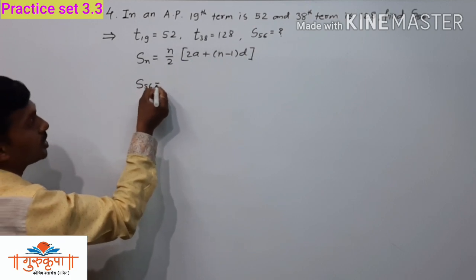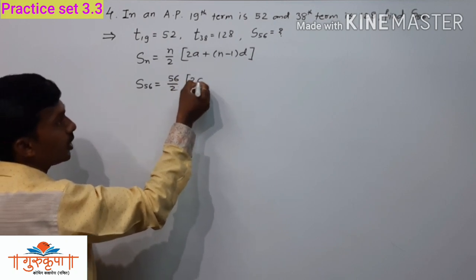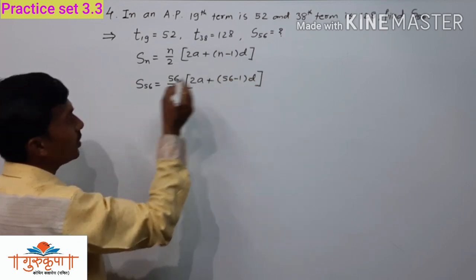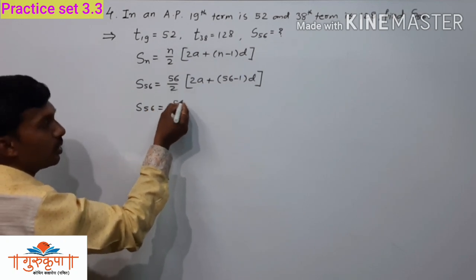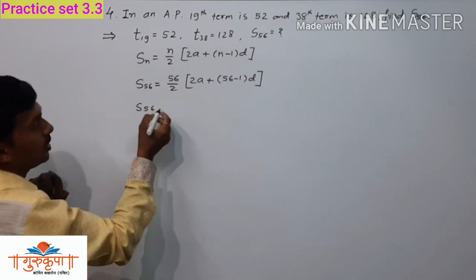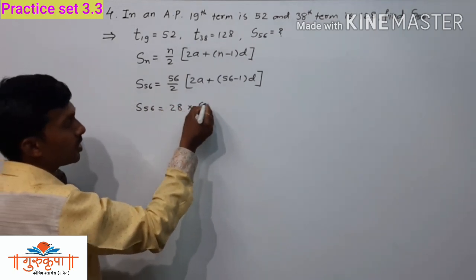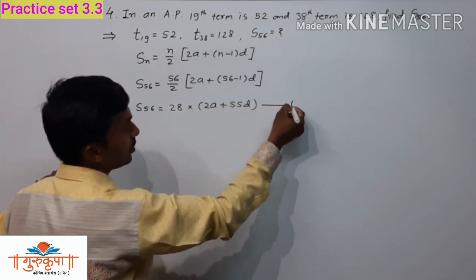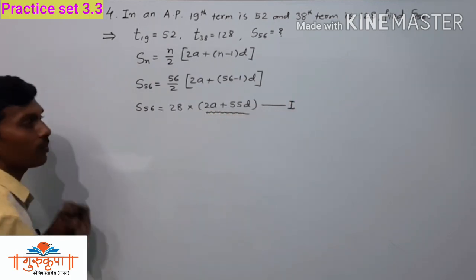So we have S56 is equal to 56 divided by 2 into the bracket 2a plus 56 minus 1 into d. Simplify this again. S56 is equal to, you can write 28 here, 56 divided by 2 is 28, into the bracket 2a plus 55d. Now we will represent it as equation 1, and we have to directly find the value of 2a plus 55d.